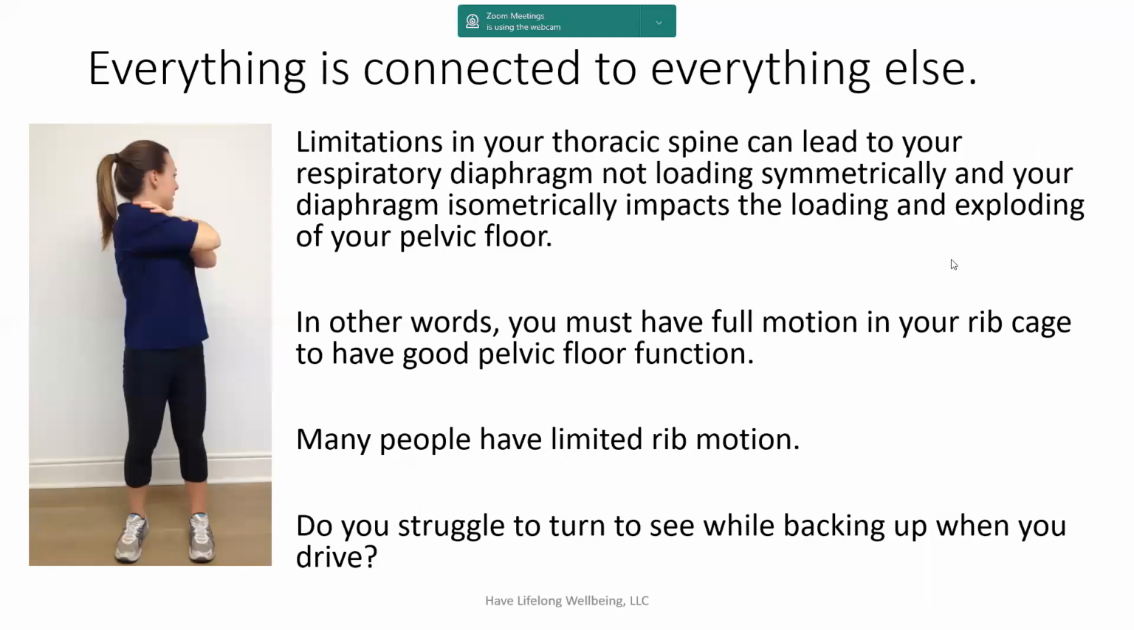Limitations in your thoracic spine can lead to your respiratory diaphragm not loading symmetrically, which means both sides even, and your diaphragm isometrically impacts the loading and exploding of your pelvic floor. So in other words, you have to have full motion in your rib cage to have good pelvic floor function. And a lot of people have limited rib motion, right? If you struggle to turn to see while you're backing up when you're driving or when you're pulling out or when you're parking, then you've got limited rib motion, and it's important to address that and restore that, because that will affect your pelvic floor.